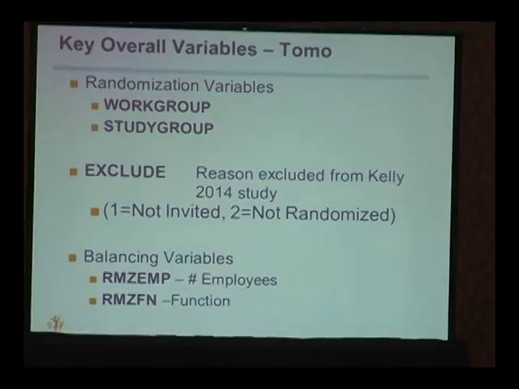For TOMO, very similarly, the randomization variables are work group and study group. The variables are labeled differently because the level of randomization was different for both cohorts.